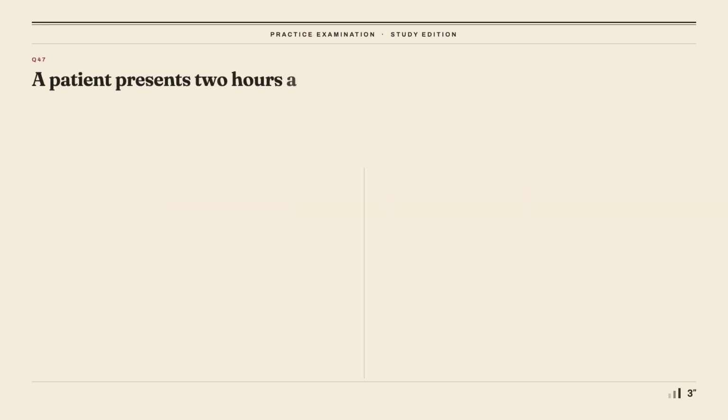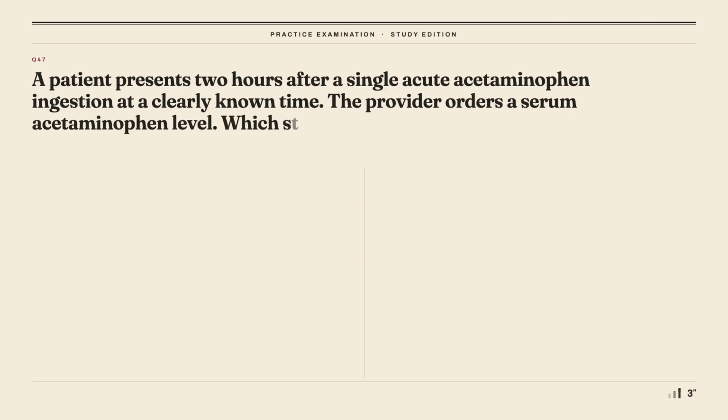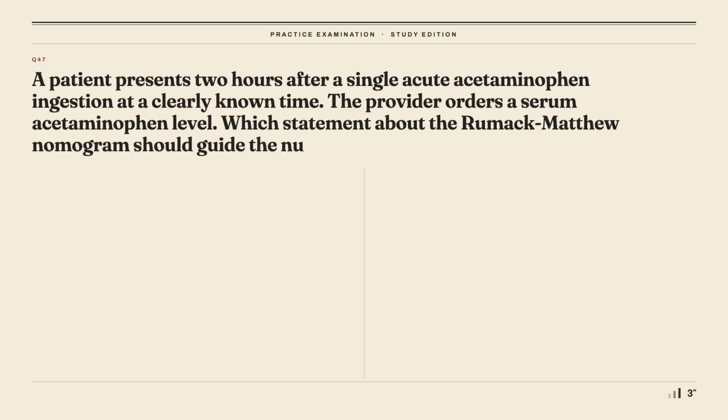Question 47. A patient presents 2 hours after a single acute acetaminophen ingestion at a clearly known time. The provider orders a serum acetaminophen level. Which statement about the Rumack-Matthew Nomogram should guide the nurse's understanding?